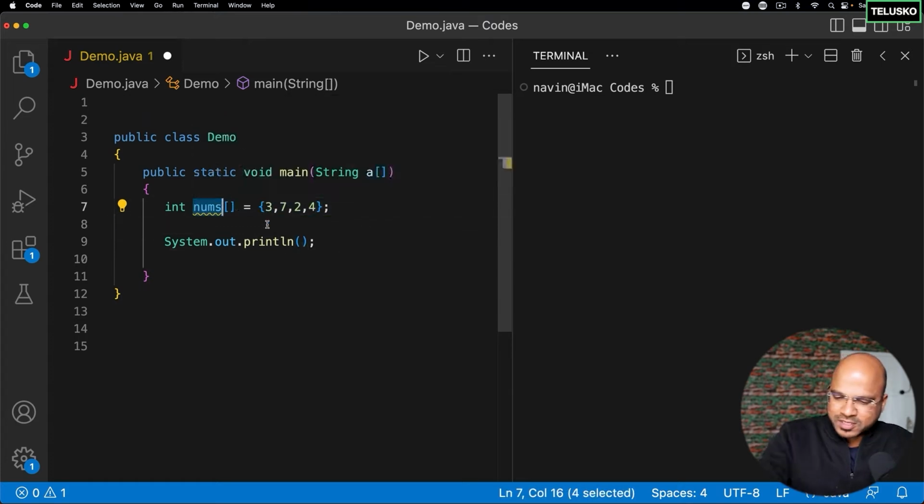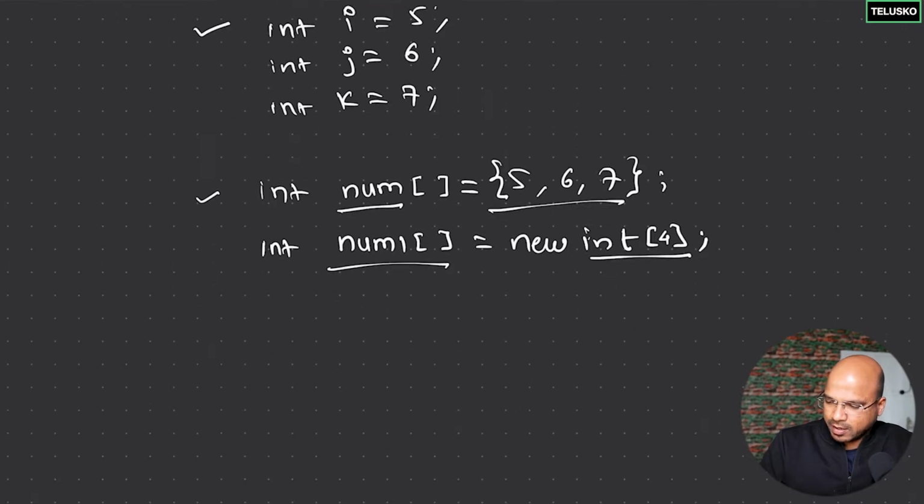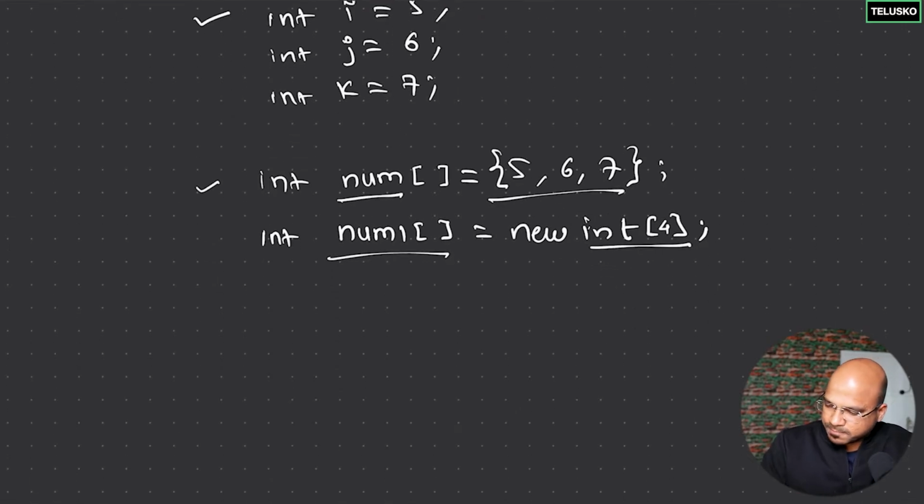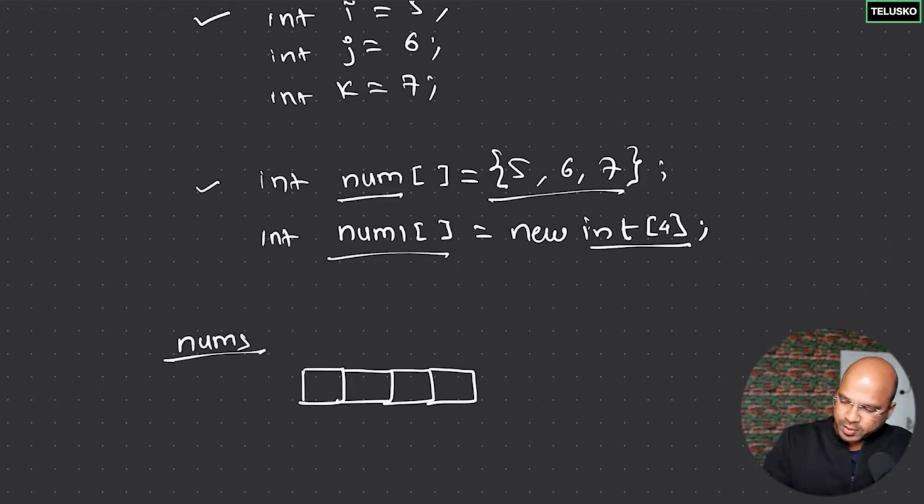Now, if I want to represent that array in a memory structure, see, if you have one variable, you can create one box, right? But if you have multiple variables, you have to create multiple boxes here. So 1, 2, 3, 4. Now this is your array, which is named nums, of course the same code which you are doing. And then in this array, you'll have these 4 values, which are 3, 7, 2, 4.